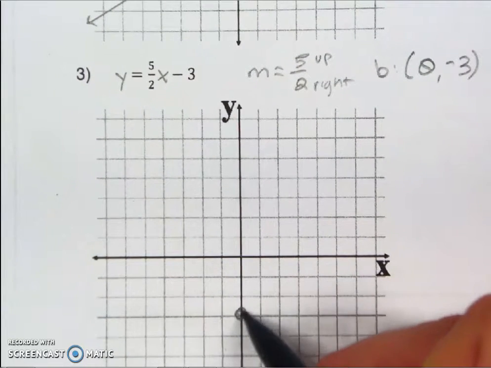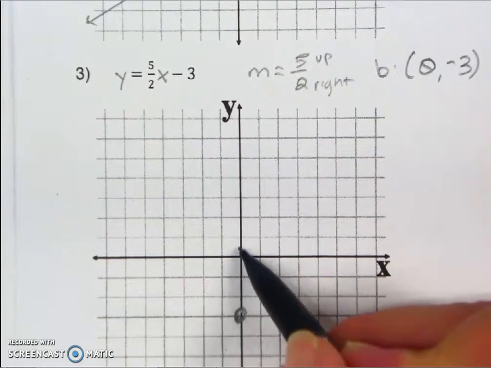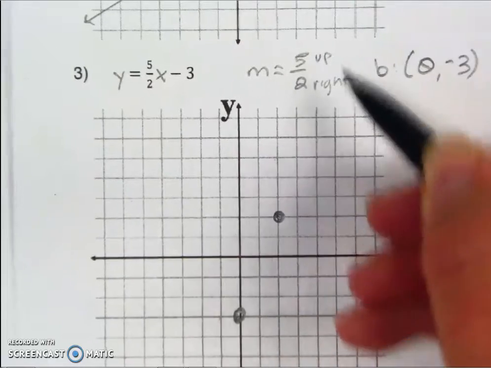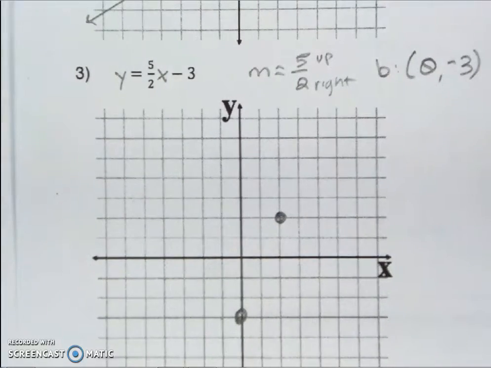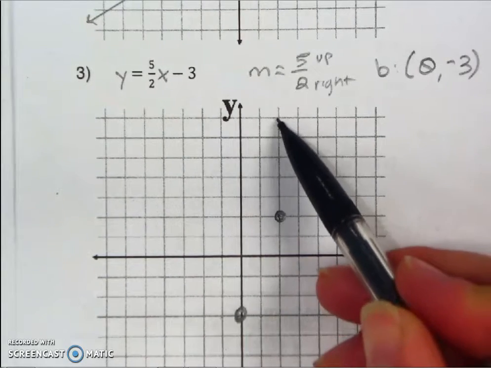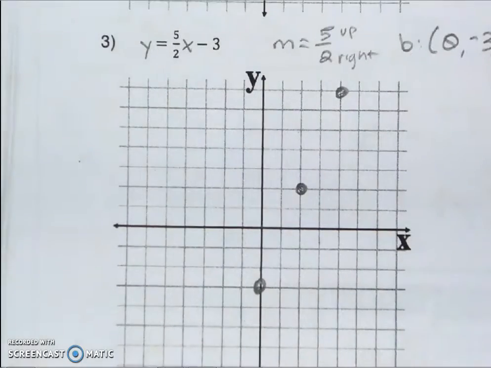1, 2, 3. We start there, and then we go up 5: 1, 2, 3, 4, 5, right 1, 2. When we're done with both directions, that's where we plop down the point. Both directions: up 5, over 2. That's our next point. All right, we got 2 more.